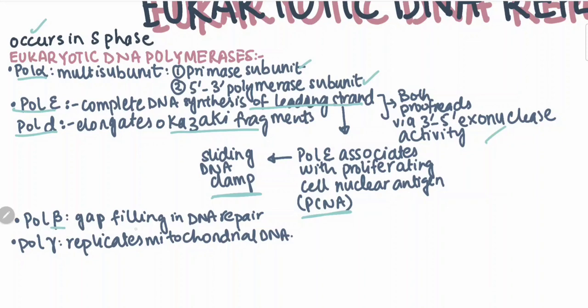Polymerase beta is gap filling in DNA repair. We're going to detail DNA repair in upcoming lectures. And then polymerase gamma replicates the mitochondrial DNA. And that is it. That is it for today.